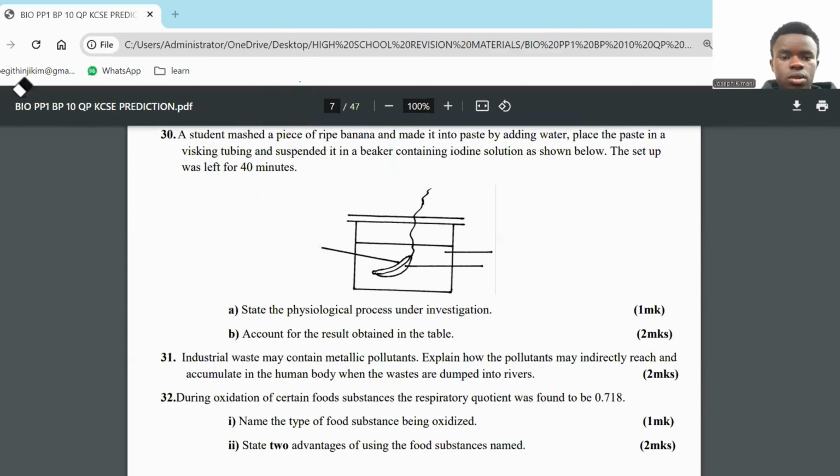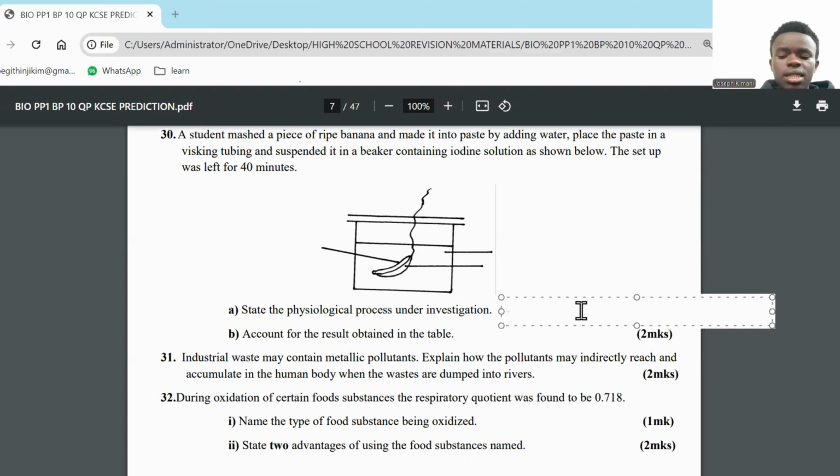Okay, so now a student mashed a piece of ripe banana and made it into a paste by adding water. Placed the paste in a visking tubing and suspended it in a beaker containing iodine solution shown below. The setup was left for 40 minutes. So the student took a banana, crushed it into a paste, placed it in a visking tube, then immersed it into an iodine solution.